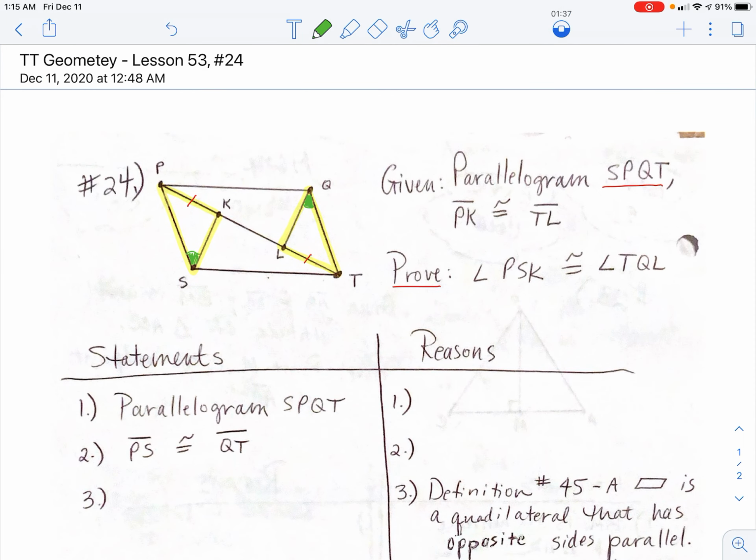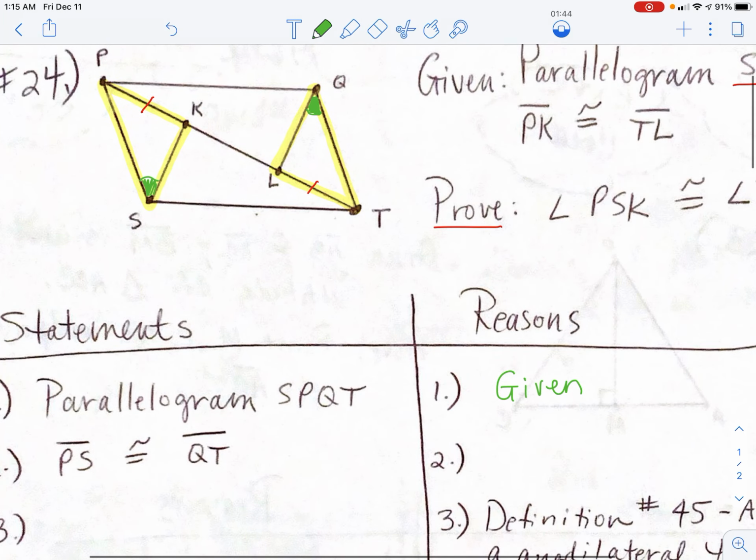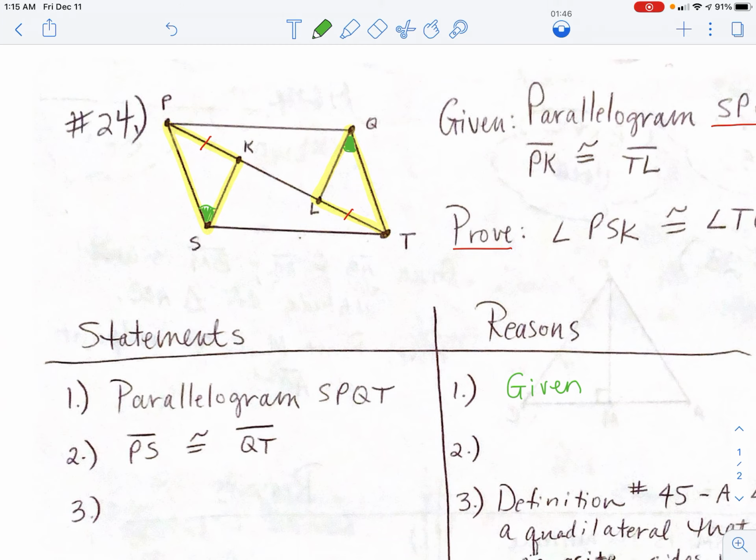All right, parallelogram SPQT, that's the first statement, and we're going to fill in that that was given. That's just telling us that it is a parallelogram. We have to know that because a parallelogram has special properties. I'm just going to sketch this out right here. We're told that the opposite sides of a parallelogram are parallel. That's the first thing that we know.